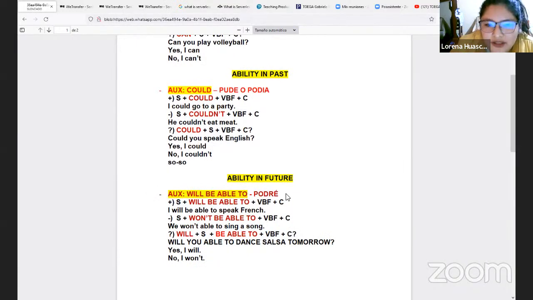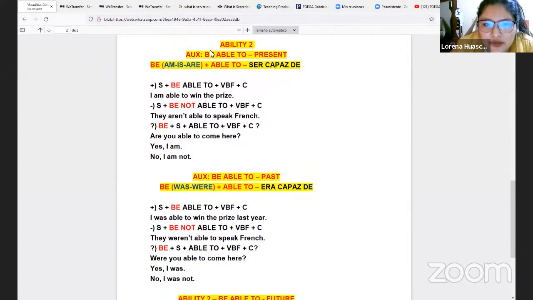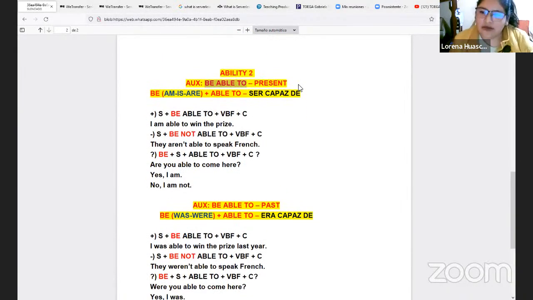And another auxiliary that we have in order to express ability is be able to. Ser capaz de, okay? What is the difference between can and be able to? Can is an ability that you are really, really sure that you can do. But in be able to, ser capaz de, you don't know if you can do it, but you feel able to do it. Te sientes capaz de hacerlo. Tal vez nunca lo has hecho, pero eres capaz de hacerlo because you know your abilities, your skills, and you think that you can achieve it. Sientes que puedes lograrlo. So this is be able to.